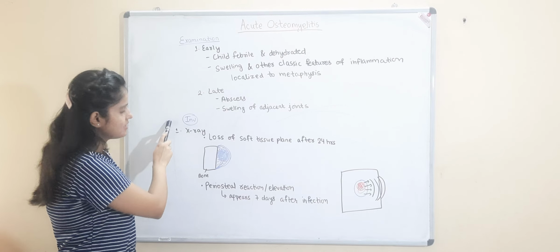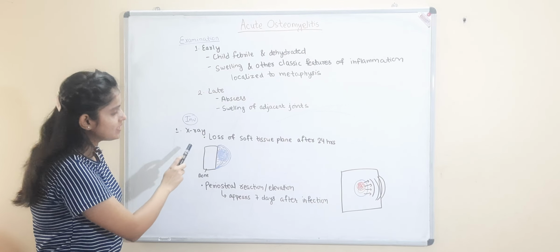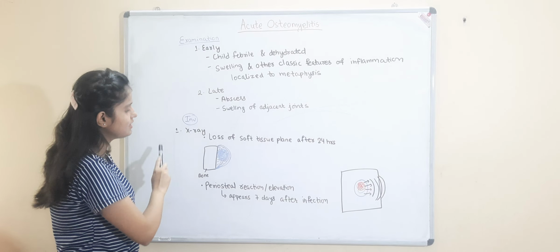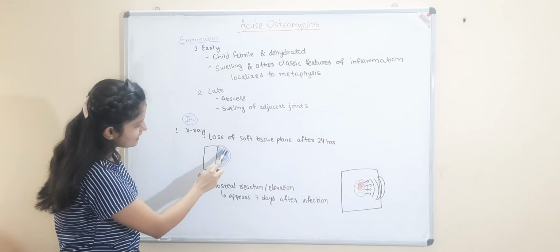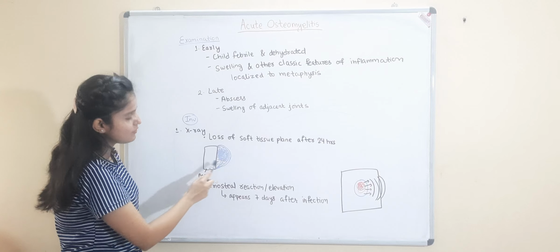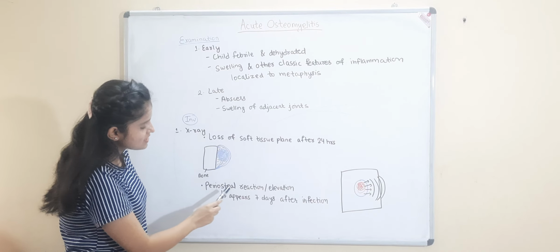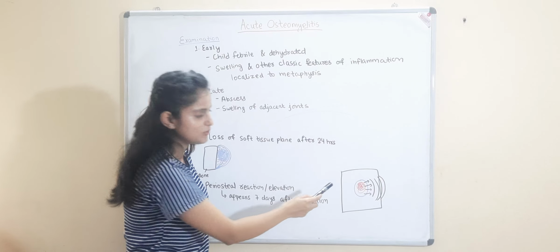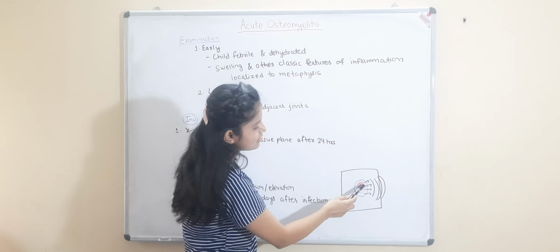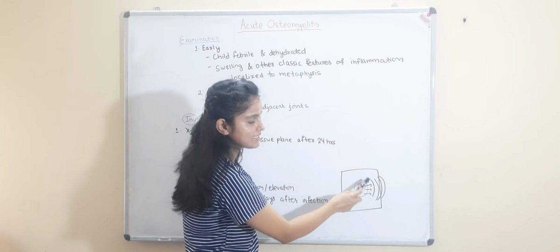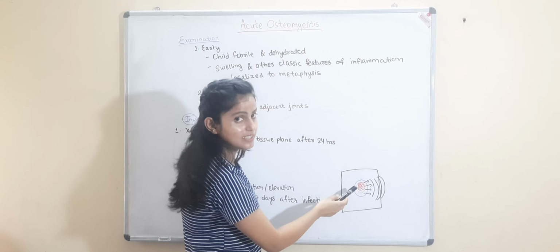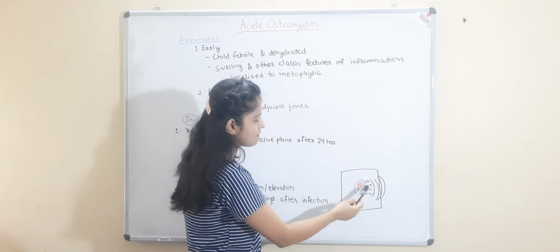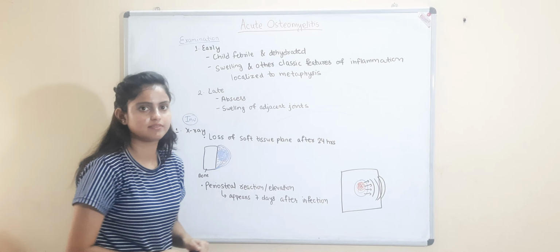On investigation, on X-ray we will see loss of soft tissue plane after 24 hours. This is the earliest change we can see. When the abscess is formed, the soft tissue plane will be lost. And there will be periosteal reaction elevation, which appears after 7 days of infection. Suppose this is the microorganism, and bone formation will occur and try to control the infection, and when the microorganism is virulent and the host immune system is compromised, then there will be inflammation.